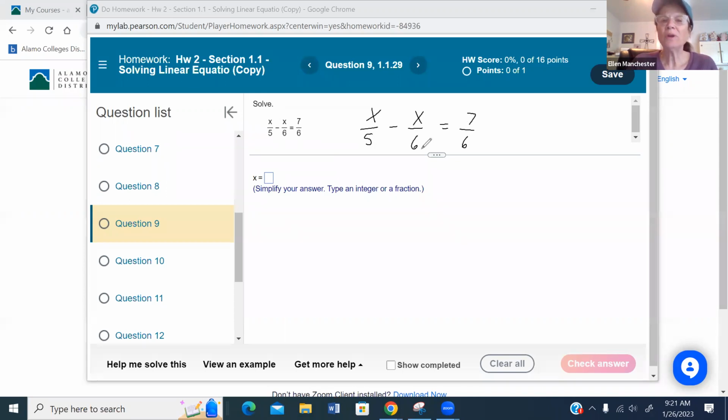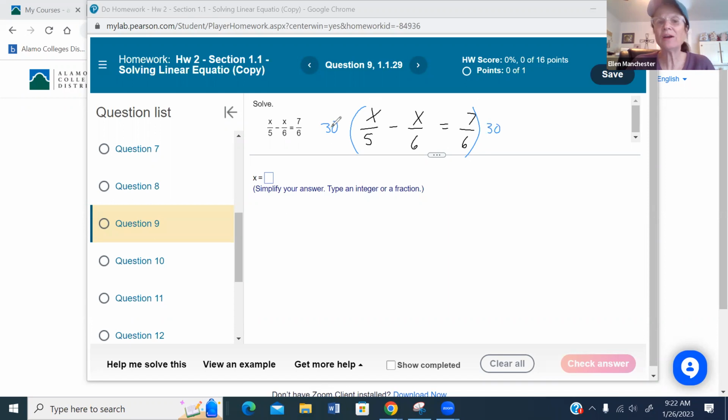Okay. Now, we don't want to work with fractions, right? So what we're going to do is multiply the whole thing through by what's called a common denominator. In other words, all three of these denominators have to be divided into this number. So all I do is I pick two of them, 5 and 6, and I multiply them. So 5 times 6 is 30.